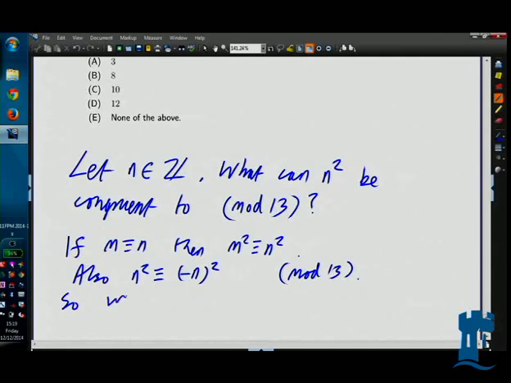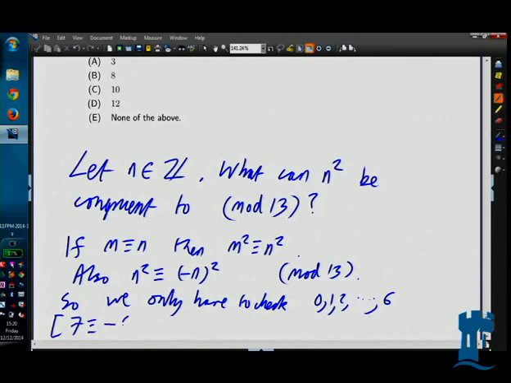So we only have to check 0, 1, 2, up to 6. The reason for that is 7 is the same as minus 6. 8 is the same as minus 5, and so when you square it, it's the same as squaring 5. 9 is the same as minus 4, because 7 is congruent to minus 6, 8 is congruent to minus 5, and so on. All other integers will give you repeats when you start squaring them. So we'll square these and see what remainders you get.